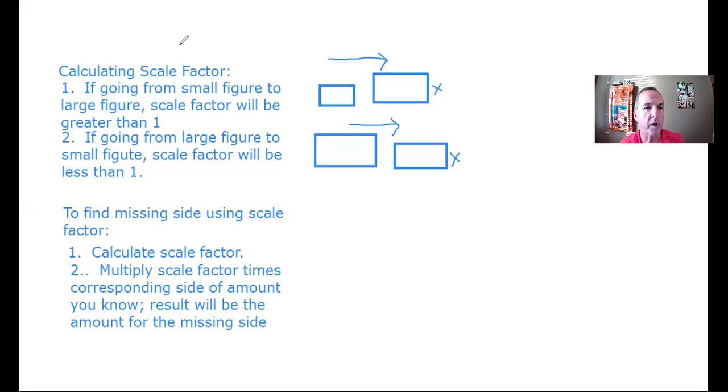So first of all, just some shortcuts for calculating scale factor. I do have some misspelled words and it's too difficult to correct them after I've typed them in, but you'll figure it out. Calculating scale factor. If you are going from a small figure to a large figure, your scale factor will always be greater than one. Okay. If you're going from a large figure to a small figure, your scale factor will be less than one.